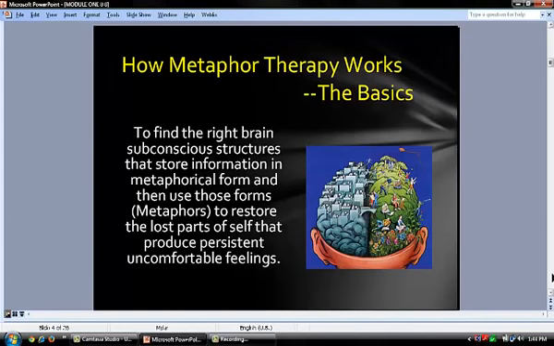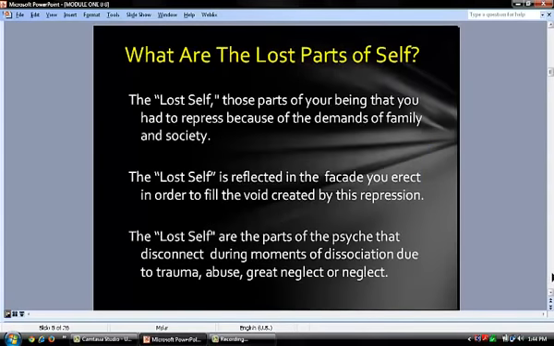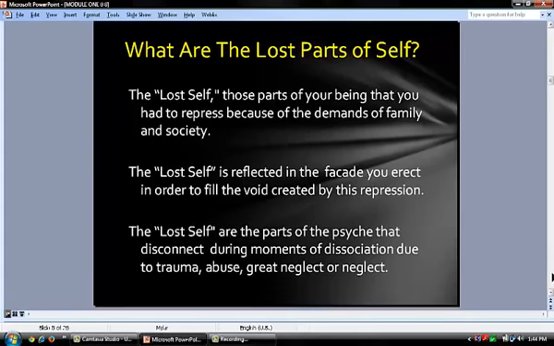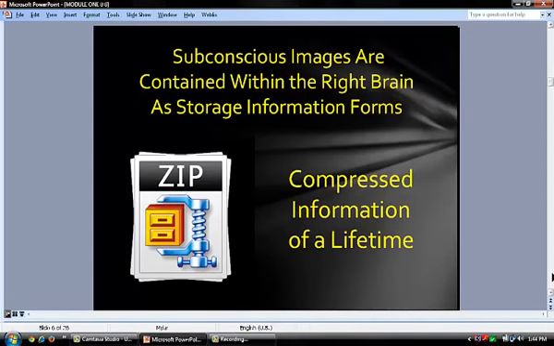What are the lost parts of self? The lost parts of self are the parts of self that disconnected during moments of dissociation because of trauma, abuse, great neglect, or loss. More on that later. Another concept we'll explore is how the left brain and the right brain work together. The left brain operates in logical, linear thought, and the right brain is visual and creative.